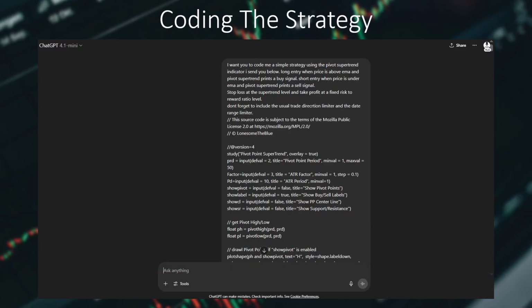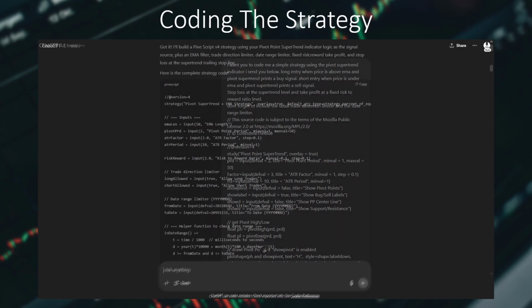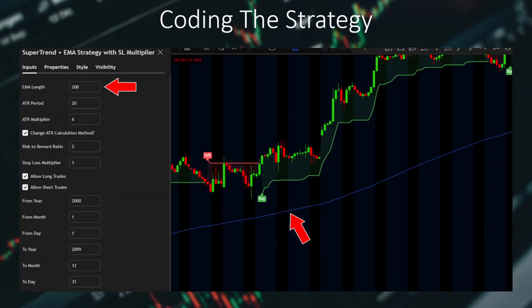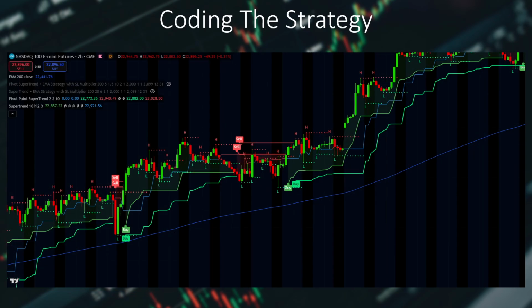I went over to ChatGPT and coded two very simple strategy scripts for TradingView. Both of the scripts will have one trend filter indicator, the EMA, to make sure we allow trades only in the main trend direction. The stop loss will be placed at the super trend lines, and the take profit at a set risk-reward ratio level, which will be 1 to 2. The only difference between the two scripts is the SuperTrend indicator. One will use the original SuperTrend and the other the pivot-based SuperTrend for entries.